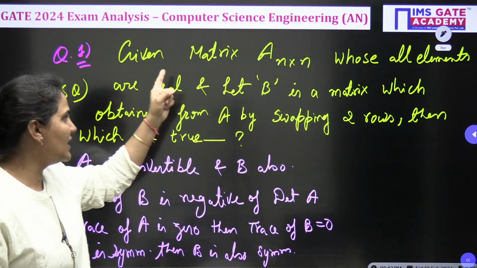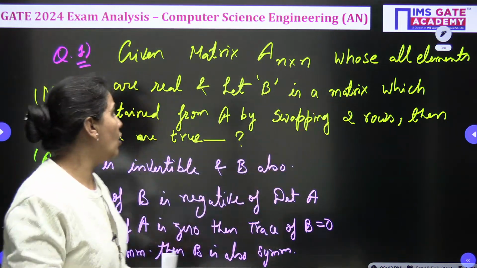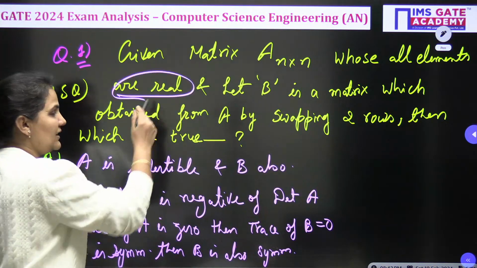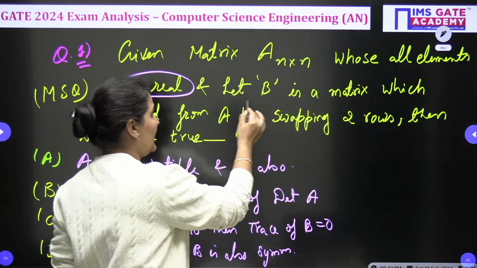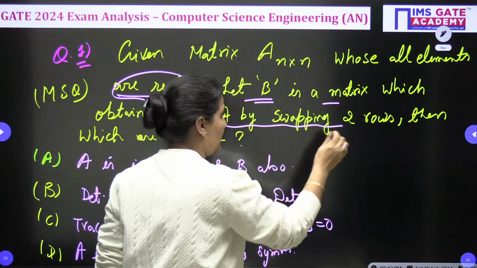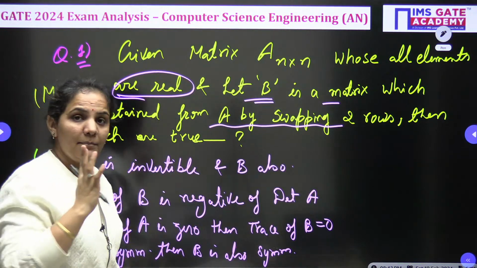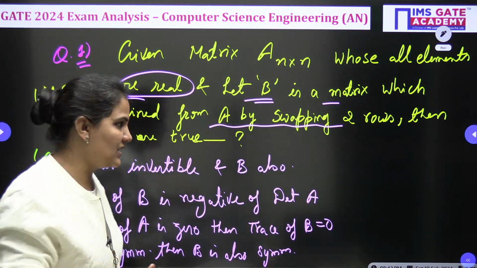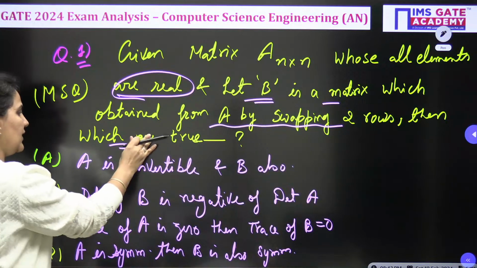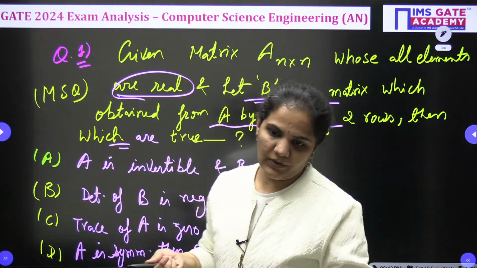What the question is saying: given the matrix A whose order is n cross n, whose elements are all real. This is one important thing. Let B be a matrix obtained from A by swapping two rows. When you swap the two rows, you get the matrix B from A itself. Then we need to identify which of the following statements are true.